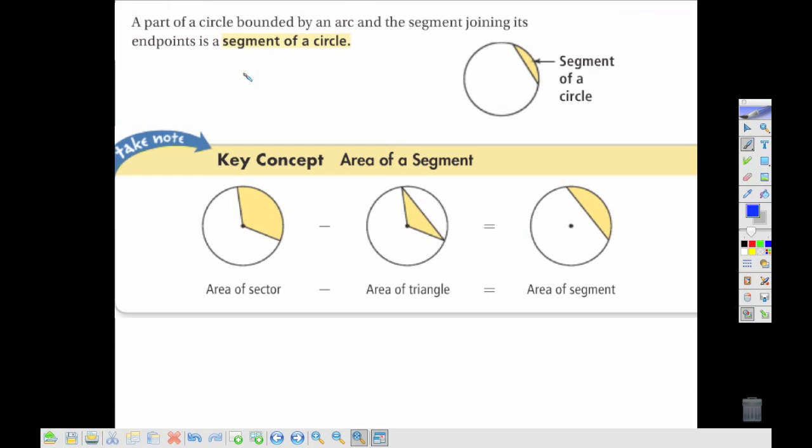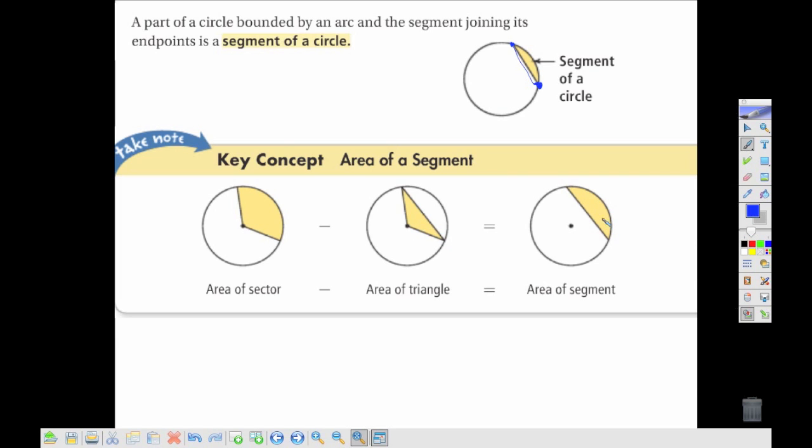Next we'll look at a segment of a circle. Now a segment of a circle would be if we take a chord and cut off part of a circle. And notice we could look at that as though we have the area of the sector. Taking that chord, if we subtract away this triangle here, then that would leave us with the segment of the circle.